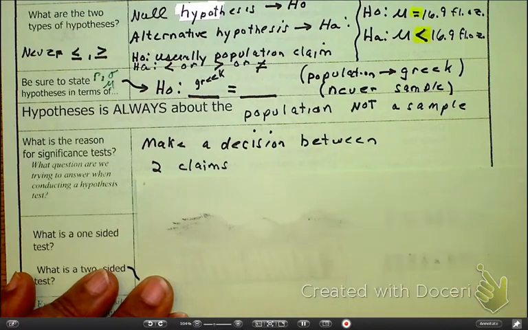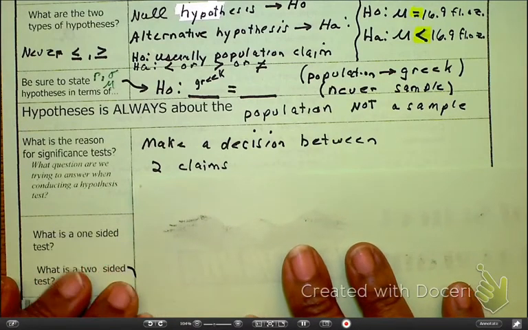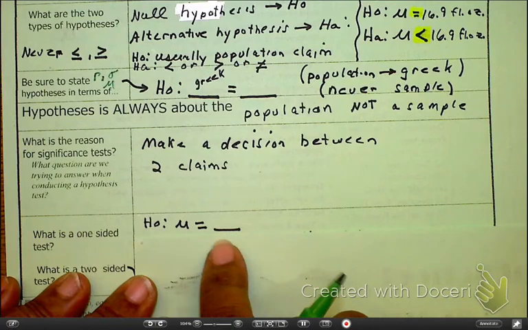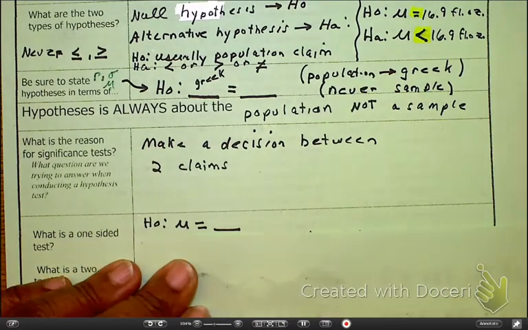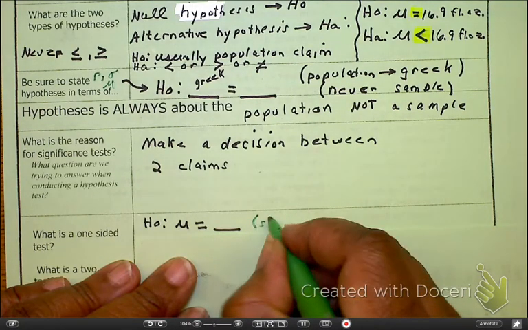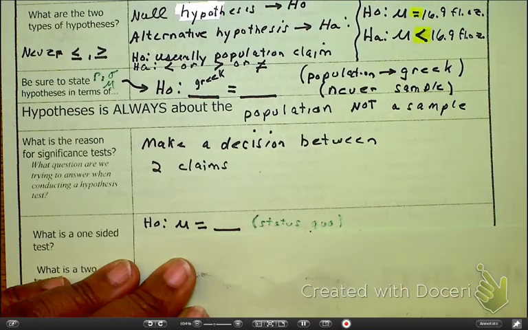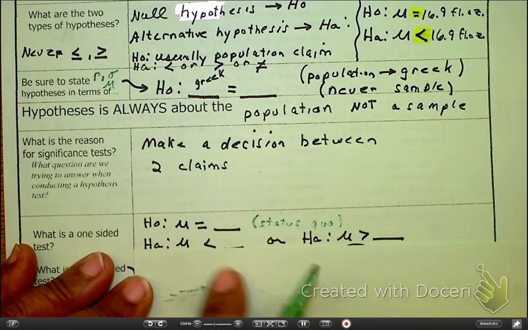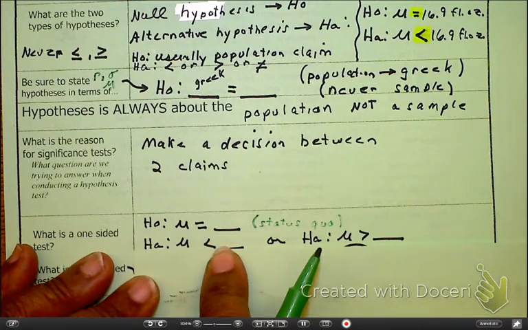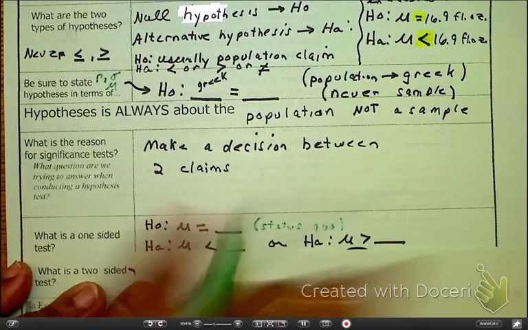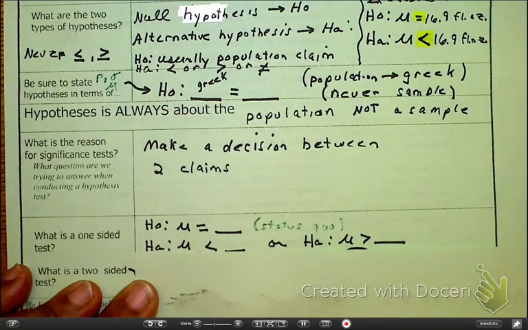As we're doing that, we have to think about how our claims can look. First of all, our H0 is always the status quo. It is always the manufacturer's claim. My HA can be less than or greater than. But remember, as I stated up here, it can never be less than or equal to, or greater than or equal to.